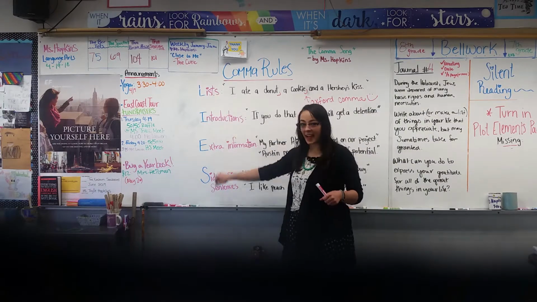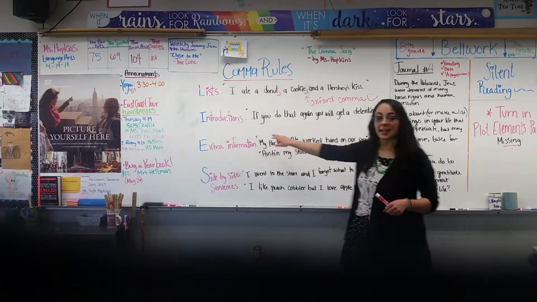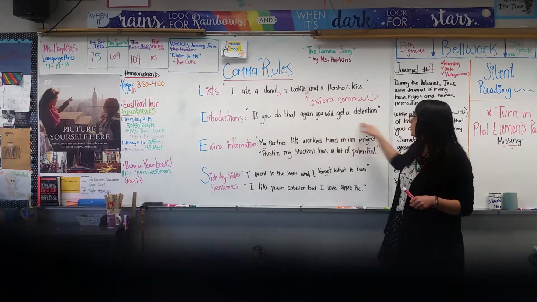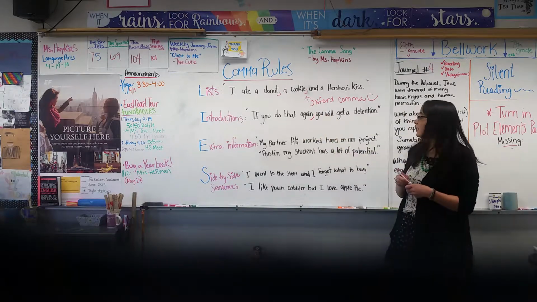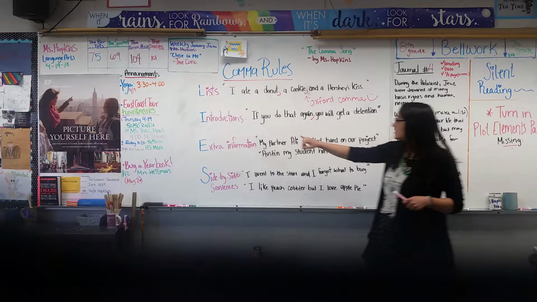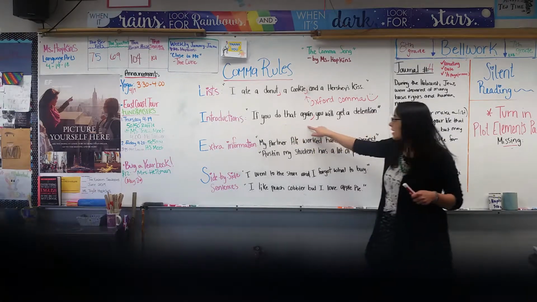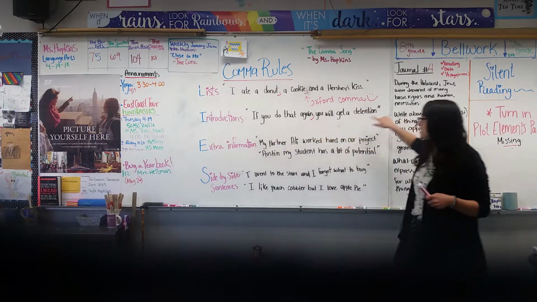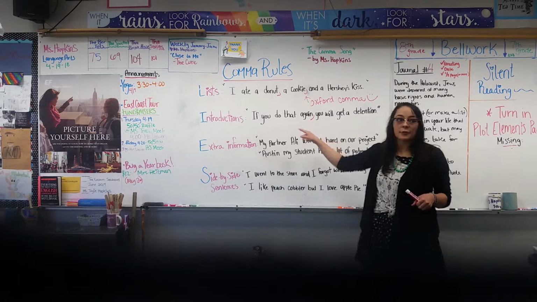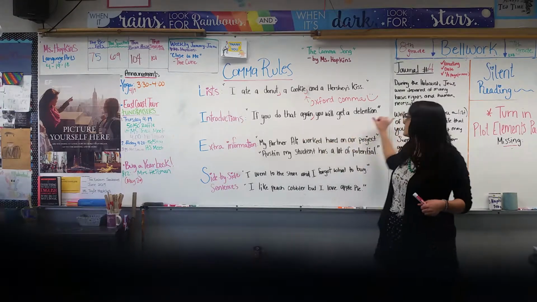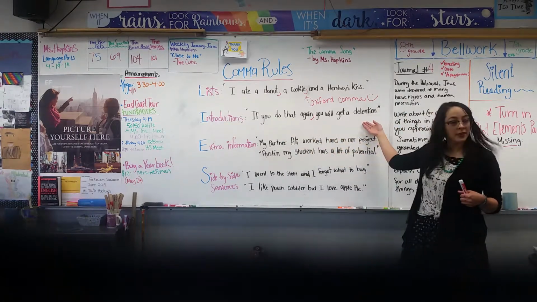Okay, the I in LIES stands for introductions, so introductory phrases. In this example, if you do that again, you will get a detention. So we'll have a comma here after again. And the way that you can check this is look at this and you'll see that it's a dependent clause. If you do that again, you could move that to the end of the sentence and it would mean the exact same thing. You will get a detention if you do that again, right? So in this sentence, they moved the end of the sentence to the beginning to sort of introduce this clause, this part.